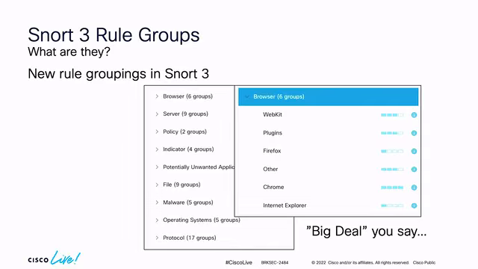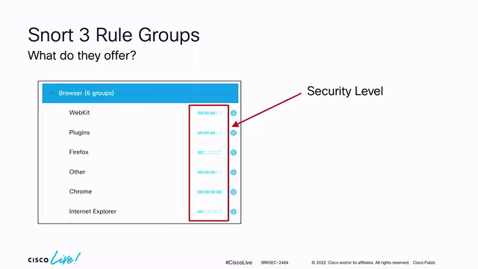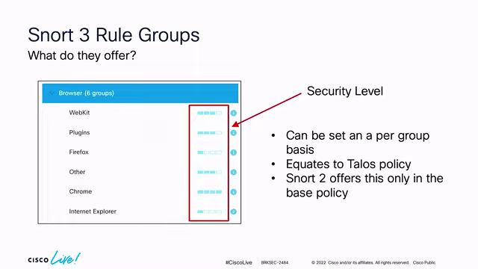So, okay, that's great. Wow, very impressive, Alex, big deal. We had classifications in Snort 2 rules, it's not that big of a deal. Why is it a big deal? Well, it's the security levels here. That's the key to the rule groups in Snort 3. Each one of those rule groups has a security level next to it, so you can modify that. We'll talk ad infinitum today about security levels, so make sure you know what those are. But the point is, they can be set on a per group basis, and they equate to Talos policies.